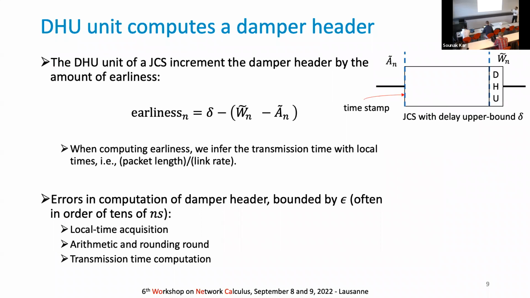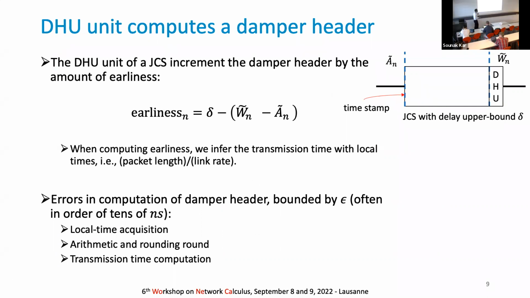So the damper header update unit, how does it work? In fact, when a packet arrives, we take a timestamp of arrival, and then when we want to transmit the packet, we timestamp again. And then we take the difference and we subtract it from the delay bound of this system. But since the packet is out of control when we start a transmission, we may want to also infer the transmission time, which is simple to do because we only need the packet length and then we divide it by the line rate.